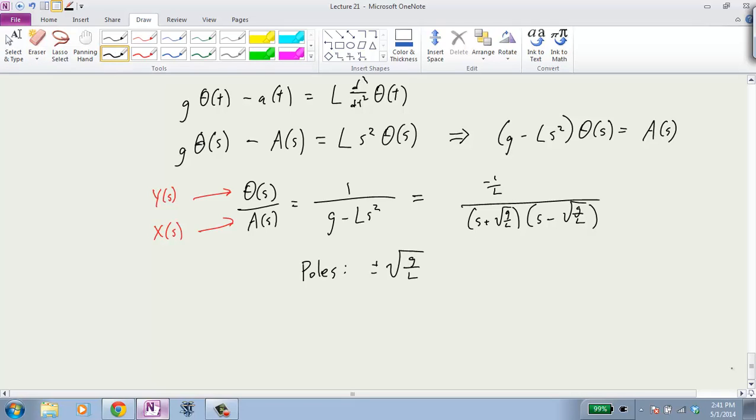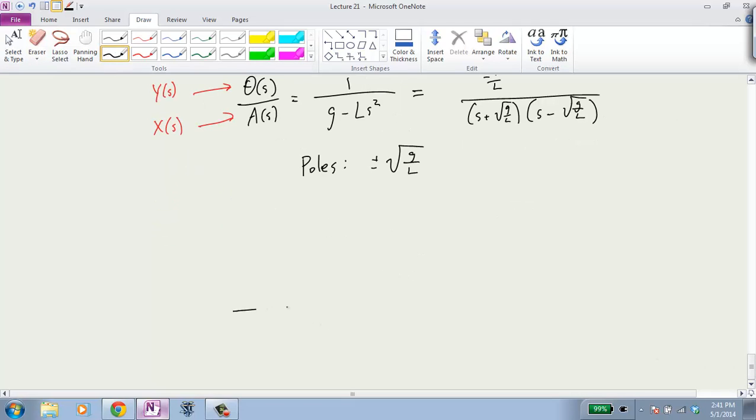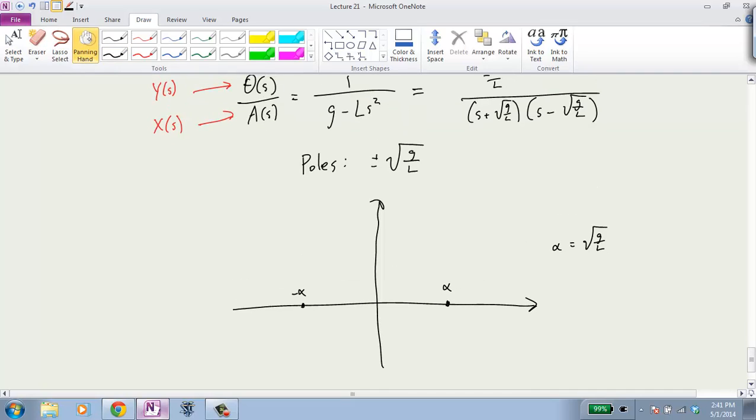And that means that aside from the constants g and L, the main takeaway from this is we have a two-pole system. We have a pole at positive some number, I'll call it alpha, and at negative alpha, where according to the above derivation, alpha would be square root of g over L. Again, we don't know the constants, but we do know that the system has these two poles.